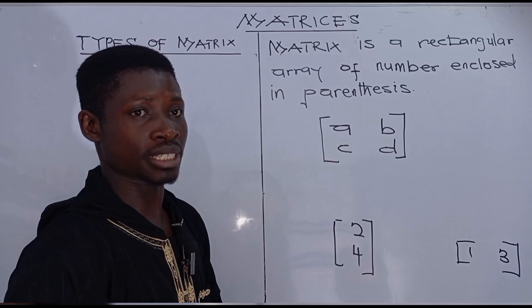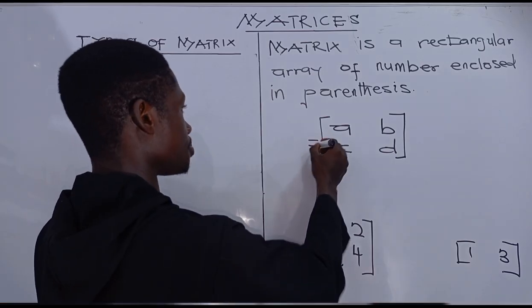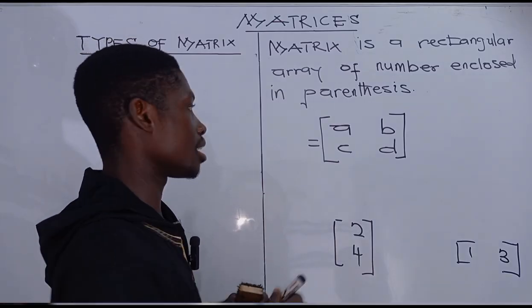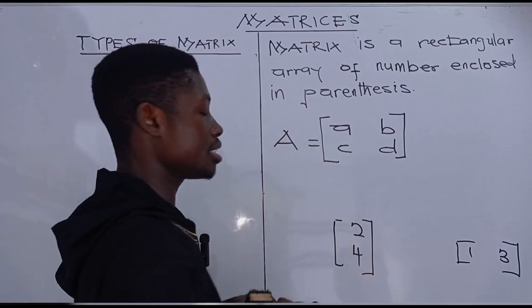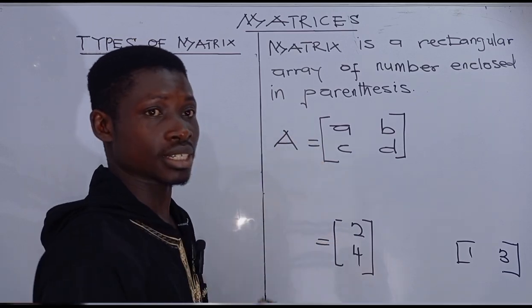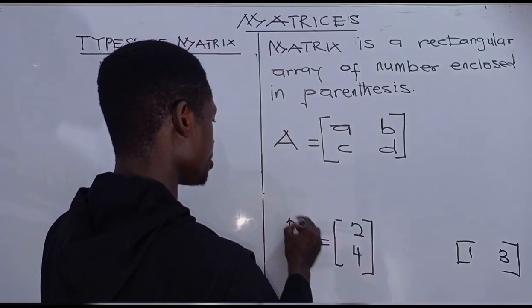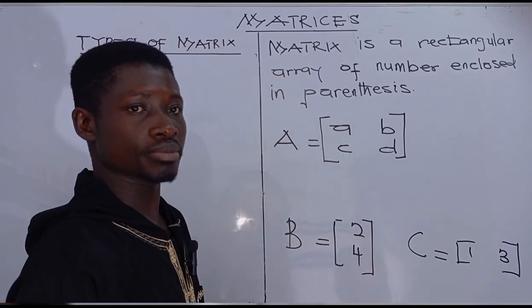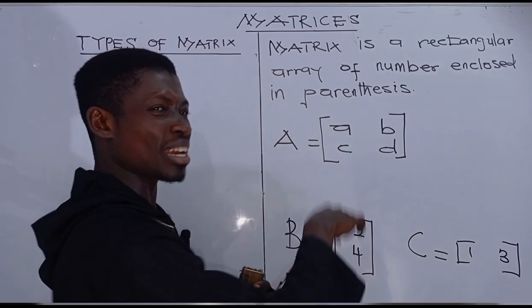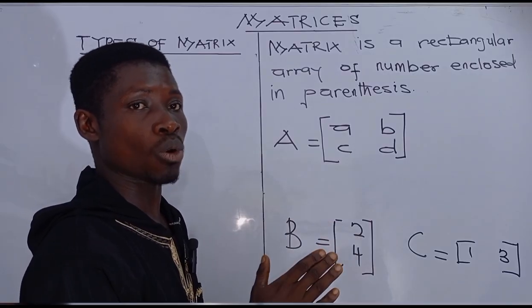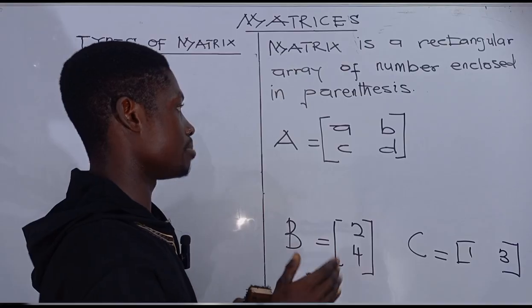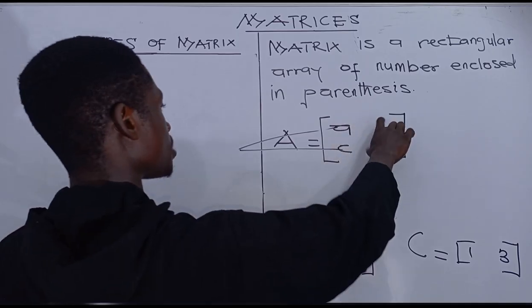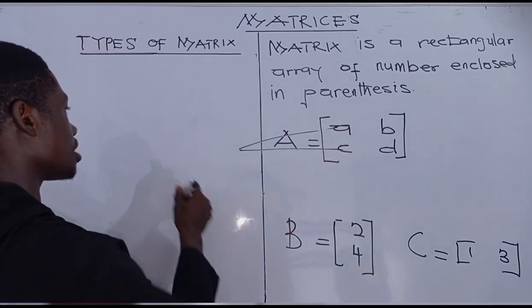Matrices are denoted with capital letters. So if you want to call this matrix matrix A, then we are going to represent it with a capital letter, so letter A. Matrices are denoted with capital letters. So let's call this matrix matrix B. The same thing applies to this. The members or numbers within the matrices are called entries or elements. The members or numbers within the matrices are called what? Entries.